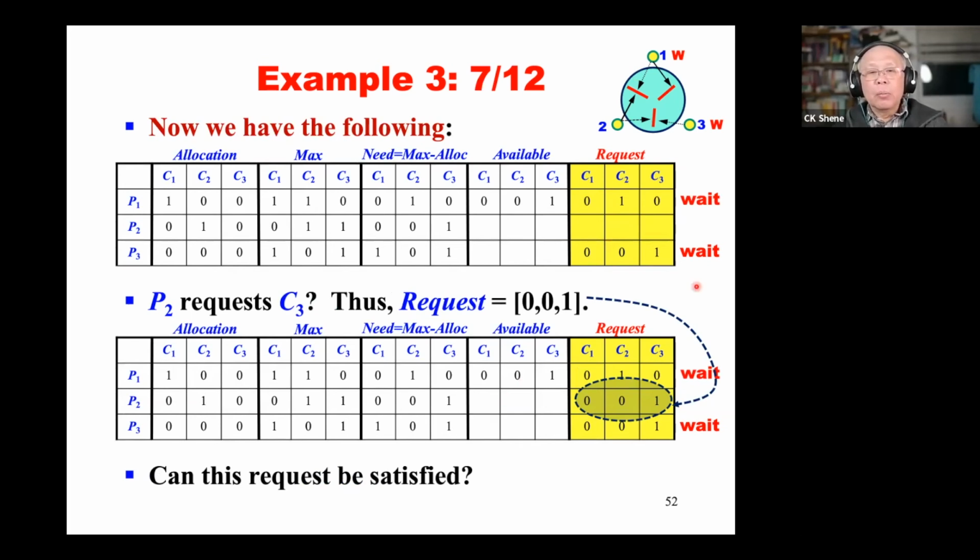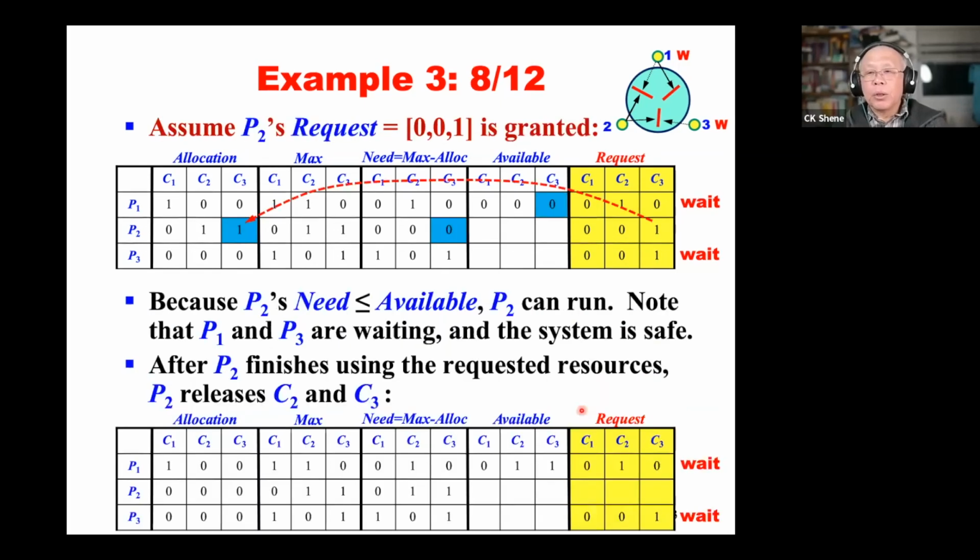And then P2 requests to use C3. So P2's request is here. Can this request be satisfied? So assuming that it can be satisfied, C3 goes here, it becomes 0, and the system has nothing remaining. Now, the question is, is this safe?